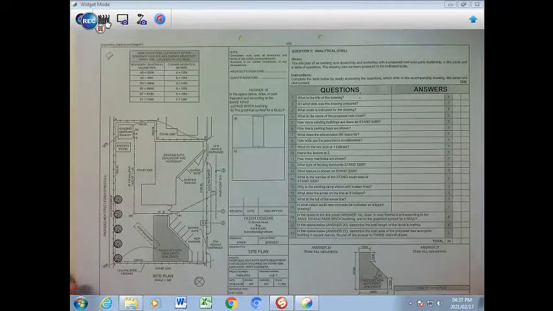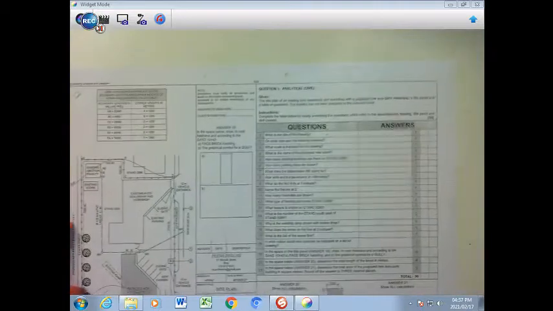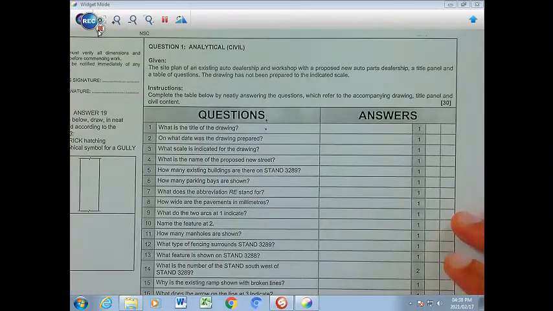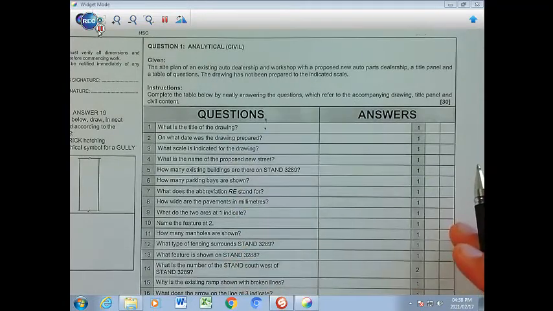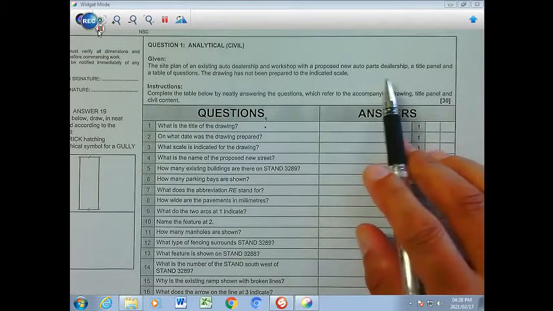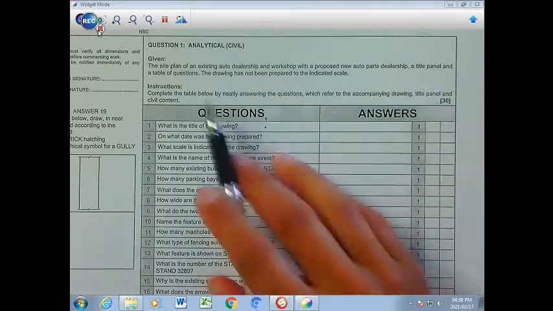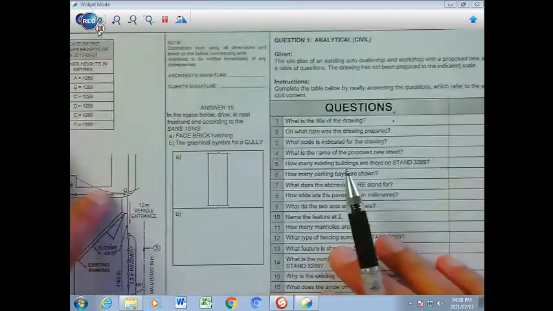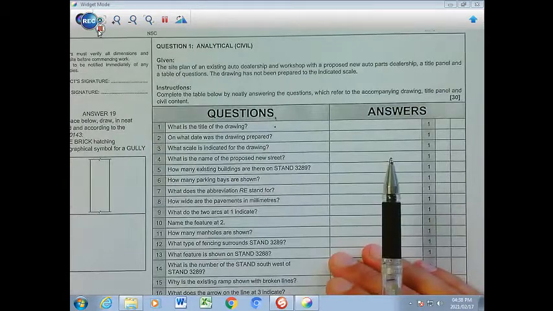Grade 12, we're looking at Analytical Civil number 1, and we go to the instructions as we zoom in. The site plan of an existing auto dealership and workshop with a proposed new auto parts dealership, and a title bar of tables of questions. This is the title bar, and then this is the site plan of the auto dealership.